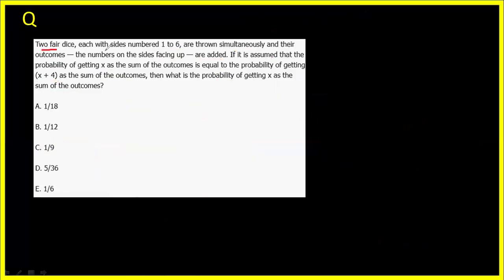Two fair dice, each with sides numbered 1 to 6, are thrown simultaneously, and their outcomes, the number of the sides facing up, are added. If it's assumed that the probability of getting x as the sum of the outcomes is equal to the probability of getting x plus 4 as the sum of the outcomes, then what is the probability of getting x as the sum of the outcomes? That means, what can be said?